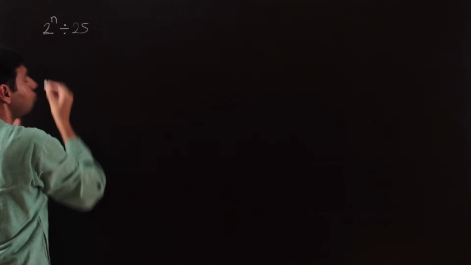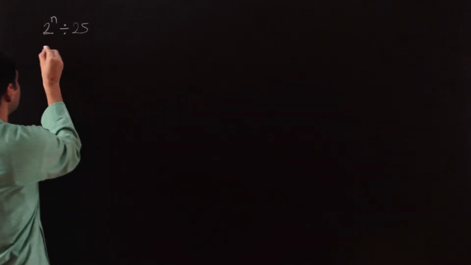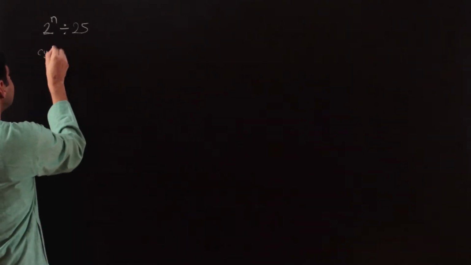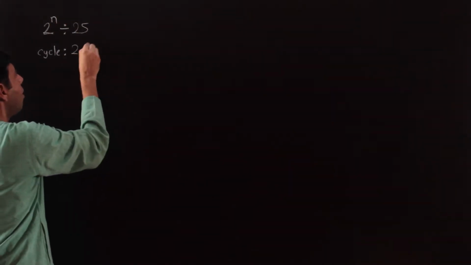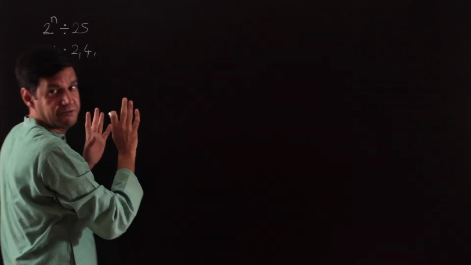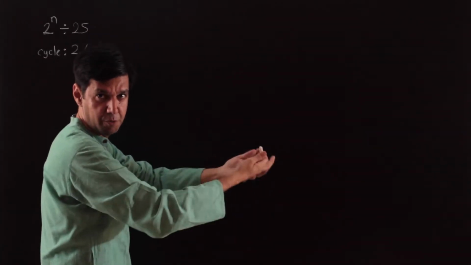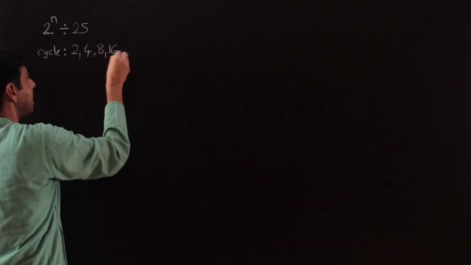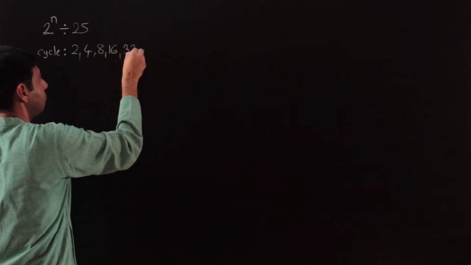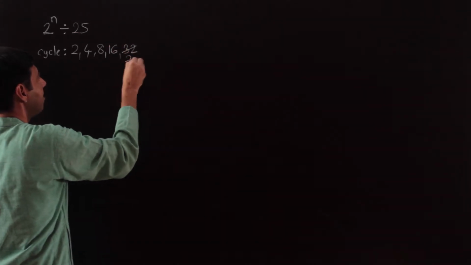Thankfully, the base is 2, so you can go very fast with the cycle of remainders. As n changes from 1, 2, 3, 4, the remainders are 2, 4. Remember, your divisor is 25, so don't let it cross 25. The moment it crosses 25, divide it further. 2, 4, 8, 16, 16 twos are 32. 32 divided by 25 will leave a remainder 7.